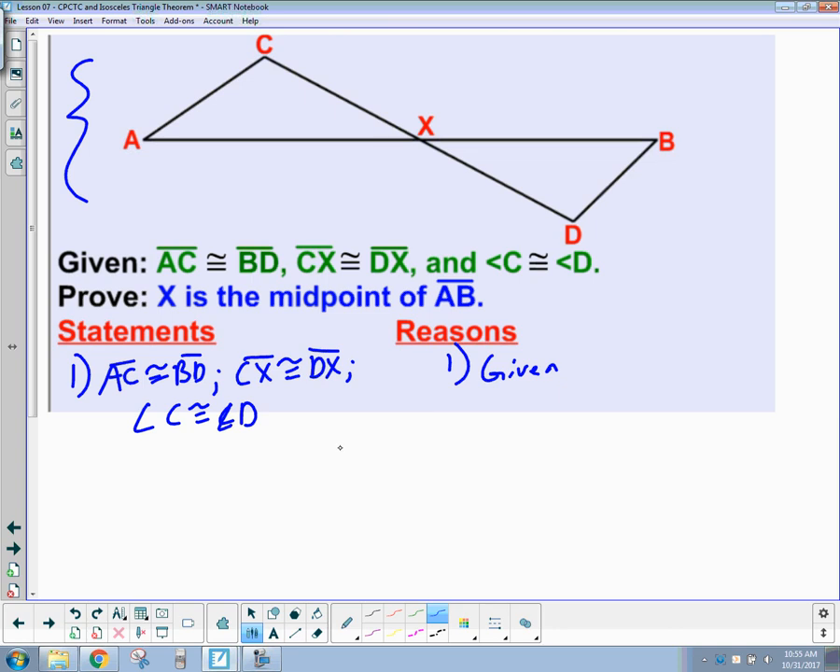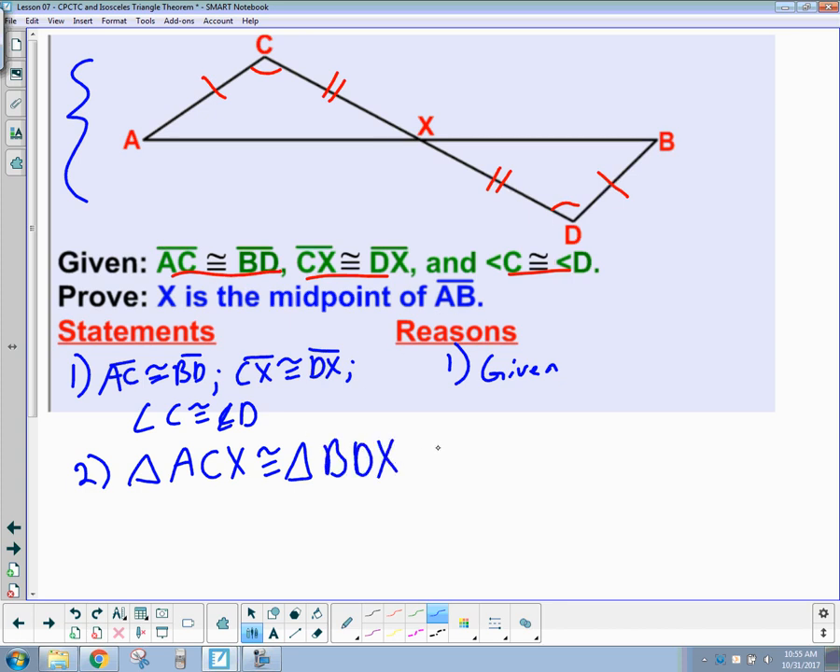Alright. So let's see what we got to work with. Let's mark it. AC is congruent to BD right there. CX is congruent to DX right there. And angle C and angle D are congruent right there. And look, I'm already looking at it. Side angle side is what I'm going to put down next, because I already have enough information. So triangle ACX is congruent to triangle BDX. We're going to say side angle side.